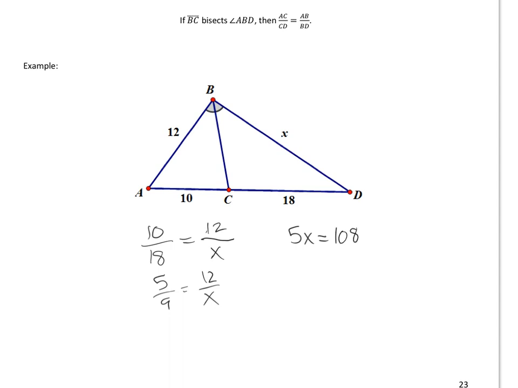108. Divide both sides by 5. Well, clearly 5 does not go into 108, so I am very happy to leave that as 108 over 5 as an answer for that missing side.